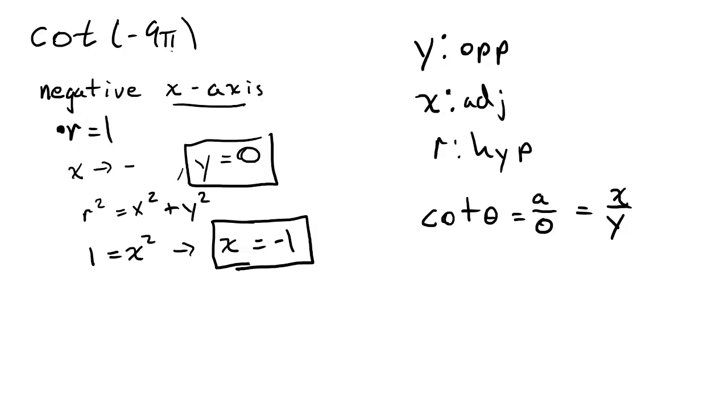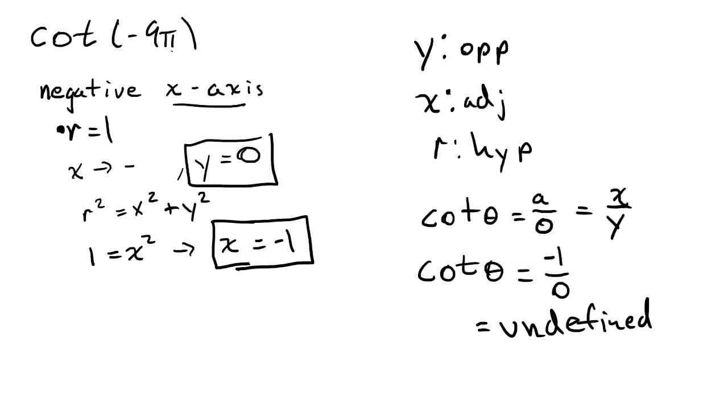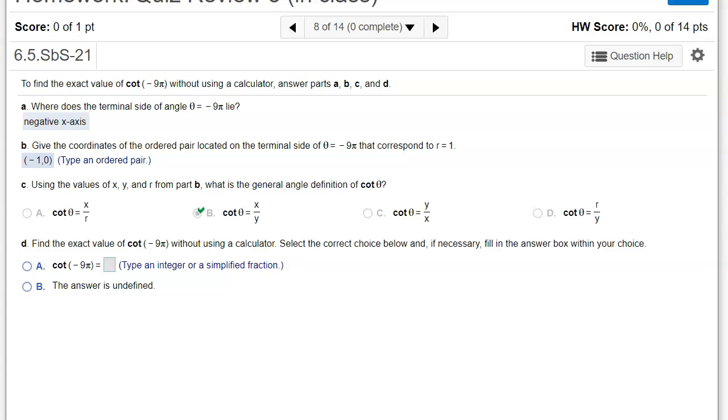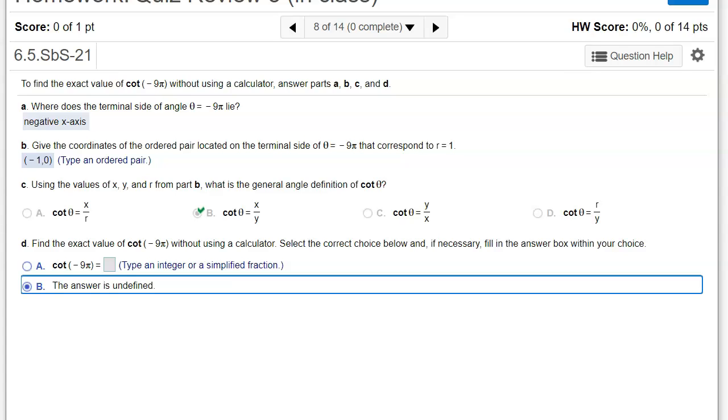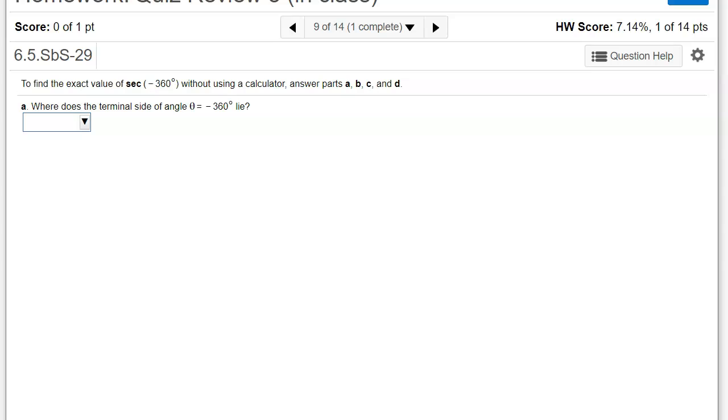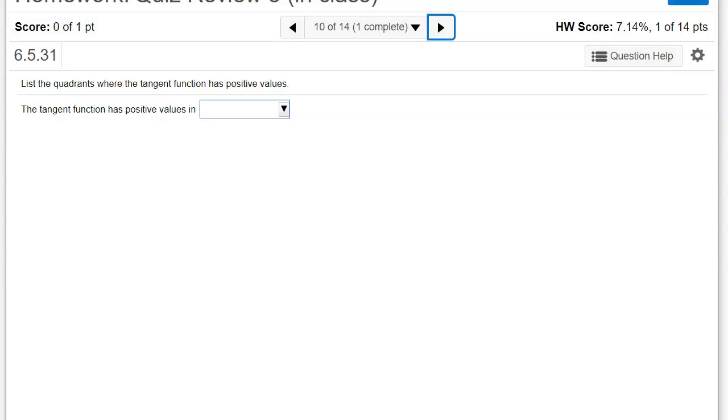Since cotangent theta is x over y, we can just evaluate it here. We get negative 1 over 0, which is undefined. So cotangent of negative 9 pi is undefined. When we type in that cotangent is x over y, it'll ask us to evaluate cotangent of negative 9 pi, and we just click that it is undefined and submit that. Perfect. That's how we deal with that problem, and you have a similar thing with 360 and any kind of measurement like that.